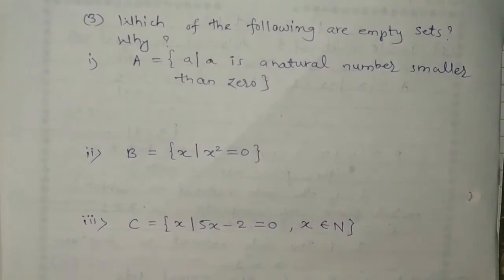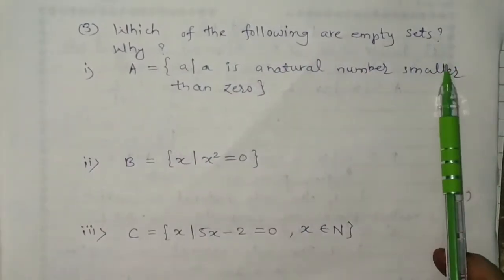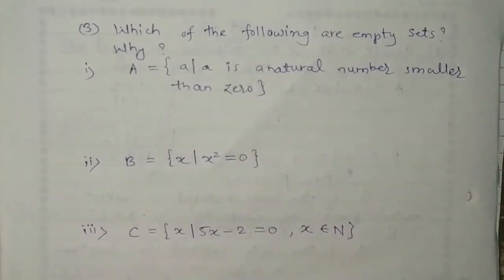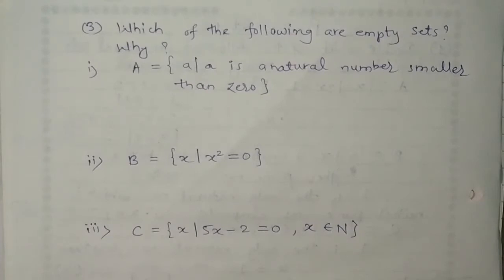Now moving to the next question, here we have question number 3. Which of the following are empty sets and why? We know that empty sets contain no element. We can represent that set by phi later, okay?